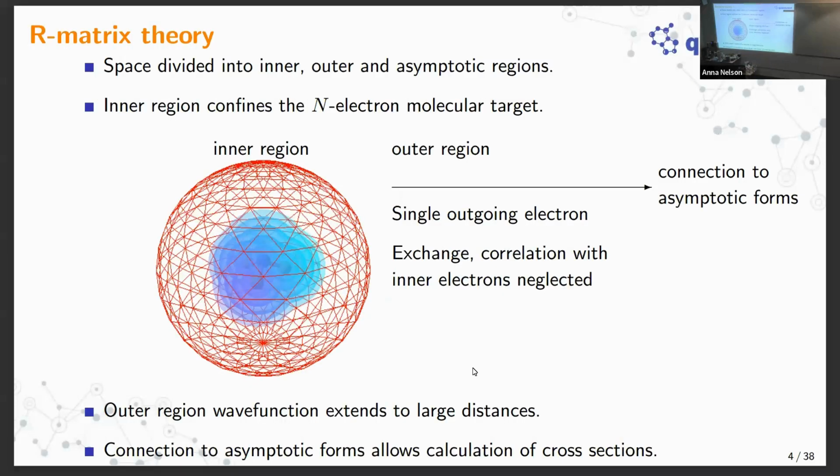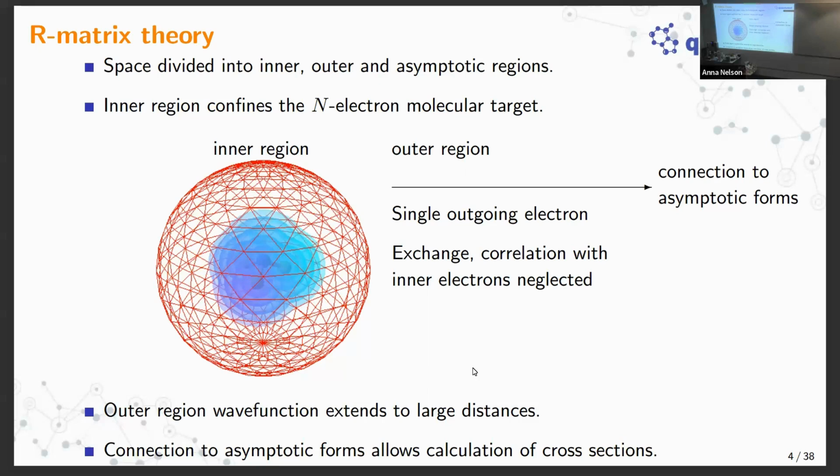So to go into a bit of R-matrix theory, which Stanek outlined earlier. R-matrix theory divides space into inner, outer, and asymptotic regions. The inner region is responsible for confining the, in this case, general N-electron target molecule and its charge density, as indicated by the picture here. So this red sphere is the inner region containing the target molecule inside. This usually extends to maybe 10 or 12 atomic units.